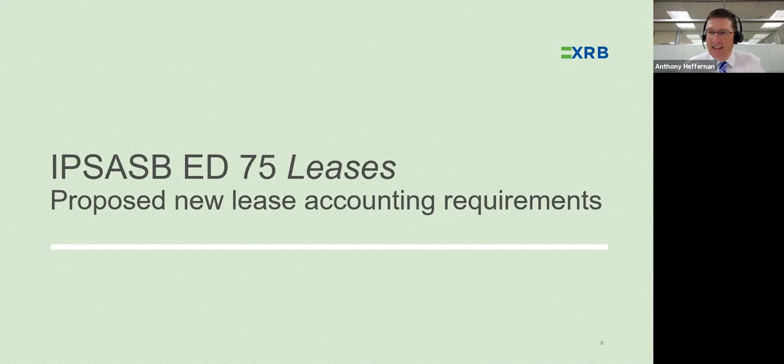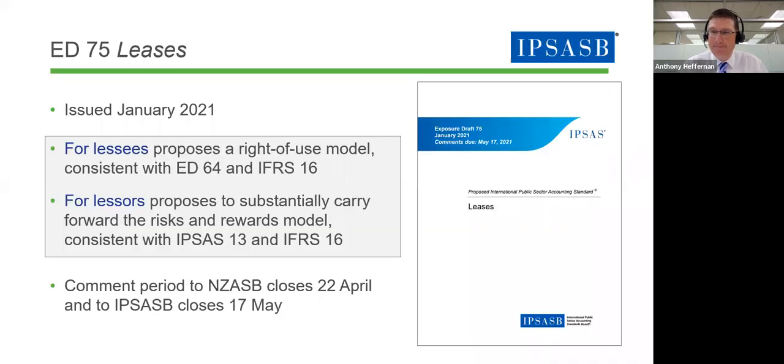And now we're heading into the main part of this presentation, on the two documents currently open for comment. That's ED 75 on leases and an RFI. So I'll now hand across to Ross to talk about the IPSASB's proposals in ED 75 currently open for comment.